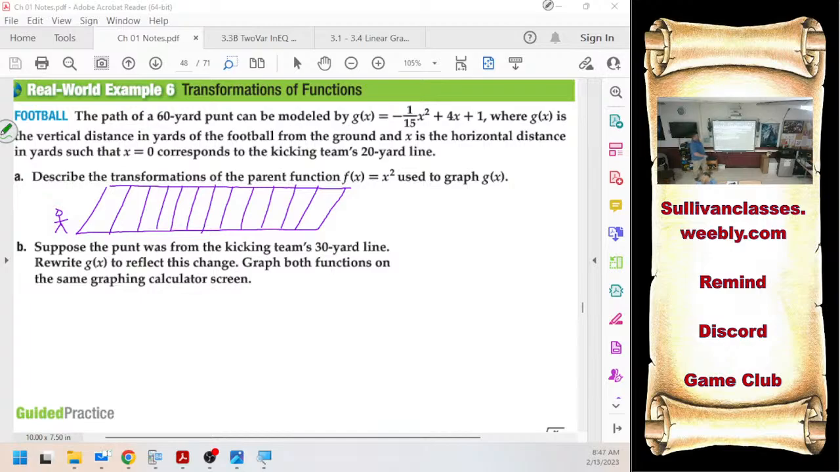I have an equation, and it says x equals 0 corresponds to the kicking team's 20-yard line. Okay, do you know how the game works? What is that? Dude, don't you play football? If they're kicking that way, then this side is the kicking team's side of the field. Okay, all right.